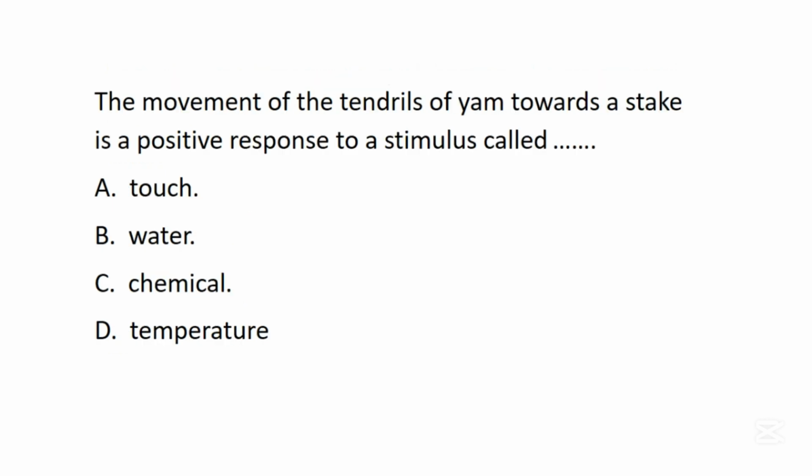The next question says, the movement of the tendrils of yam towards a stake is a positive response to a stimulus called dash. A. Touch. B. Water. C. Chemical. D. Temperature. In this question, the correct answer is A. Touch. So, when the tendrils of yam move towards a stake, it is a positive response to a stimulus known as touch.